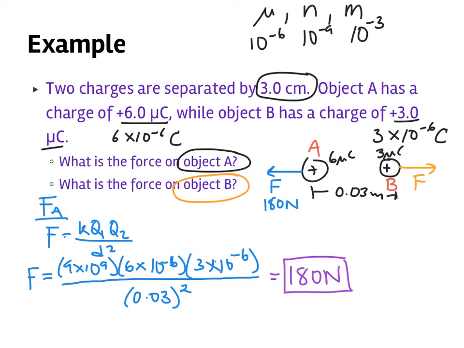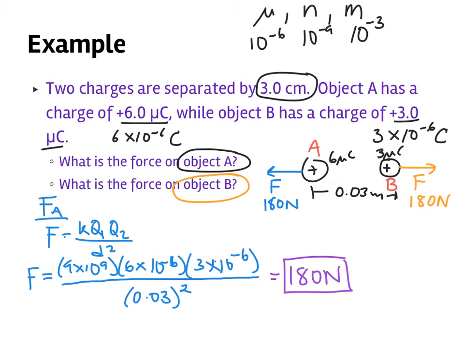Well, if you really think about it, I could go ahead and use the same equation, right? I could do K, Q1, Q2, and D squared. The only thing that would be different is 3 would go here and 6 would go here, but I would get the same answer. So this right here, I'm not going to punch it back in, but what you should do, and if you want to try it, go ahead, but you should have 180 newtons. Okay, all you're doing is switching the two charges in the equation.